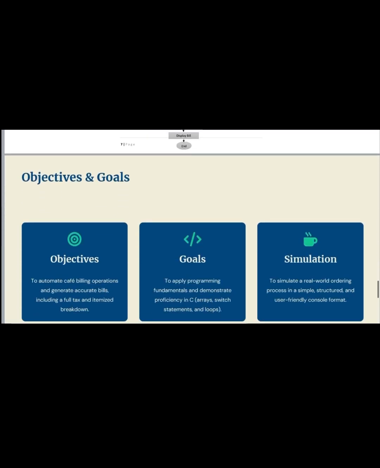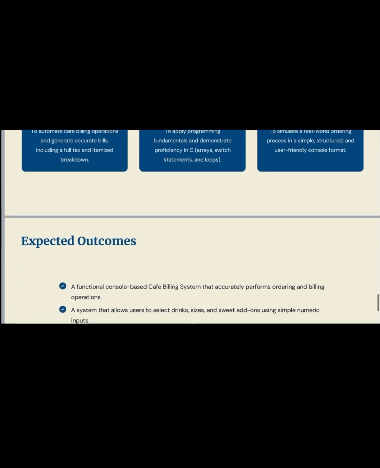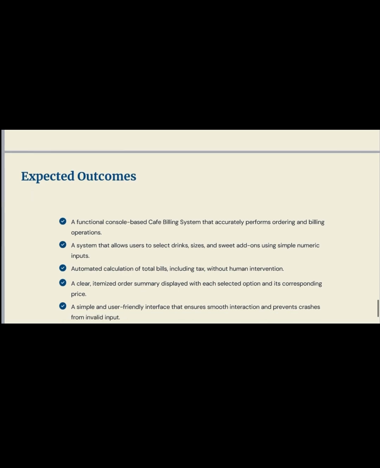Our objectives were very clear on how to work on things to make the cafe run smoothly. Automate the billing and generate accurate itemized bills. Our goal was to apply our programming fundamentals in C, specifically using arrays, loops, and switch statements, which are also known as the control flows, and the overall simulation had to be simple, structured, and user-friendly. And the expected outcome was a functional console-based system that works.